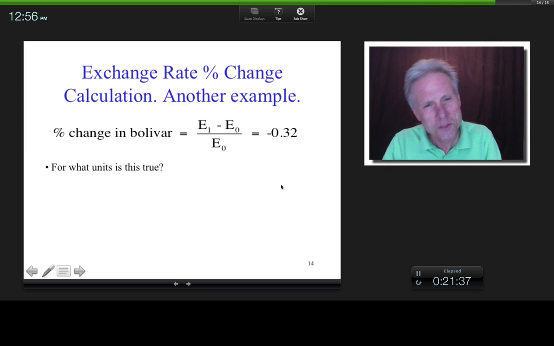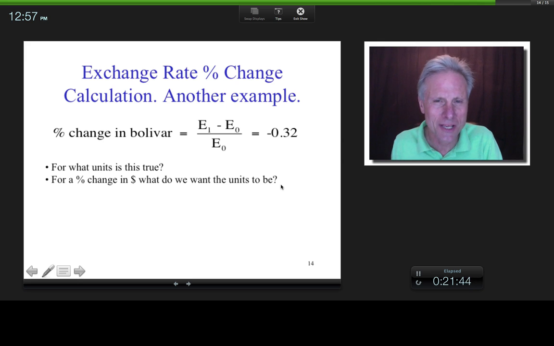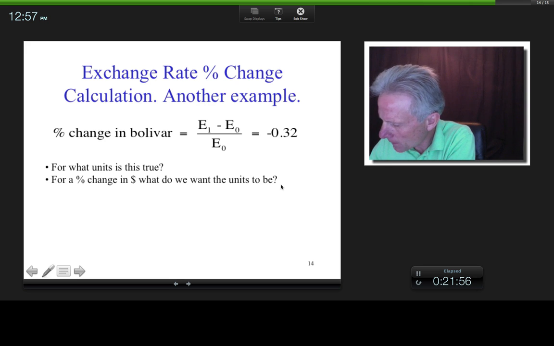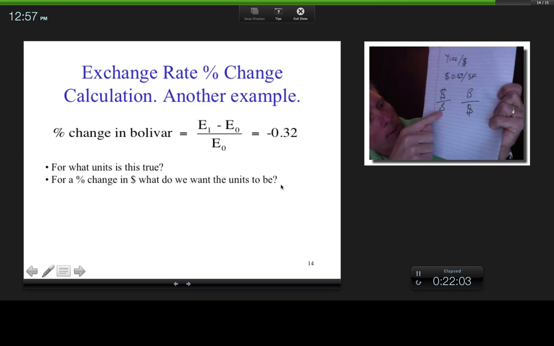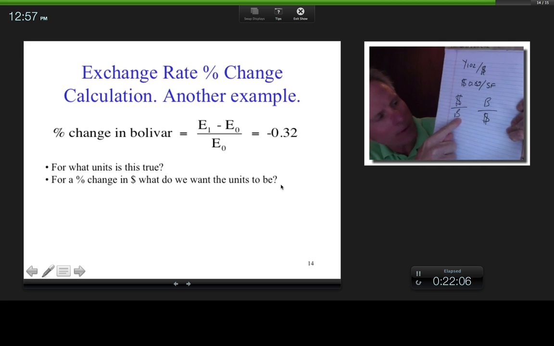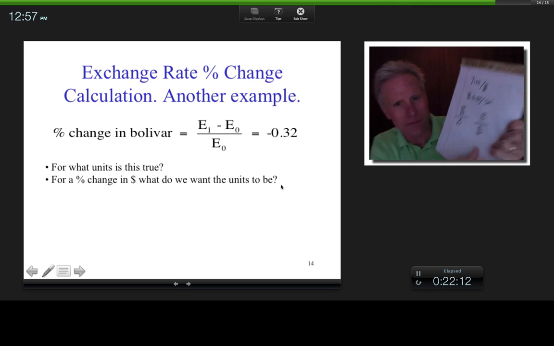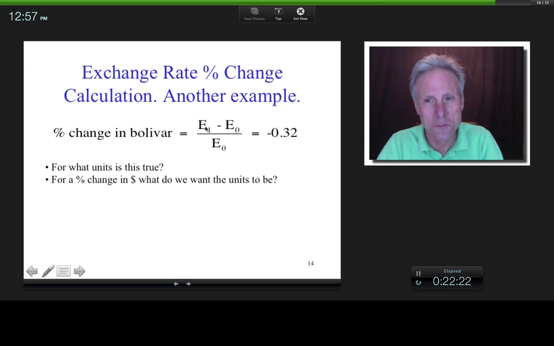But for a percentage change in the value of the dollar, what do we want the units to be? If we want to know how much a single dollar has changed, do we want dollars per bolivar? So this is how many dollars for a single bolivar, or bolivars per a single dollar? This one, right? And so what do we have to do to each of these exchange rates to put them in the right units? Well, we have to take the reciprocal, right?